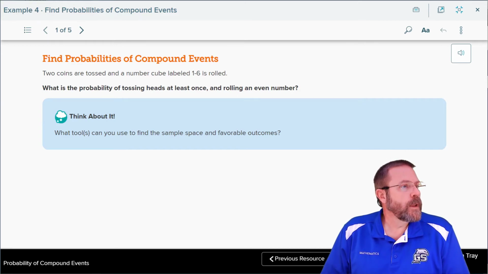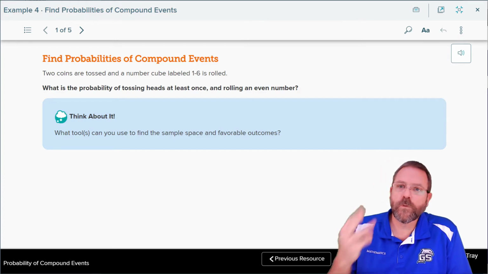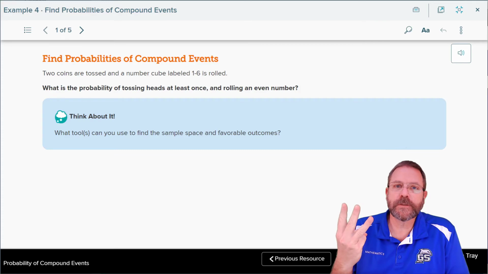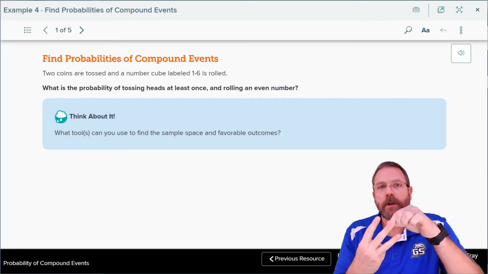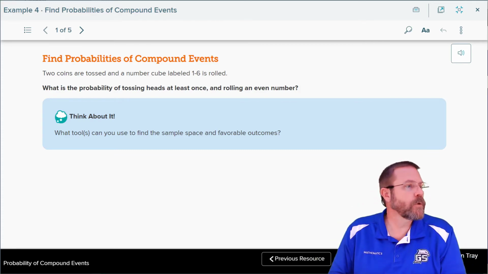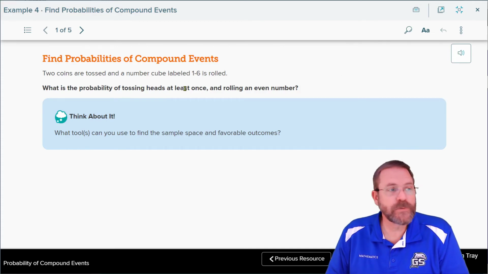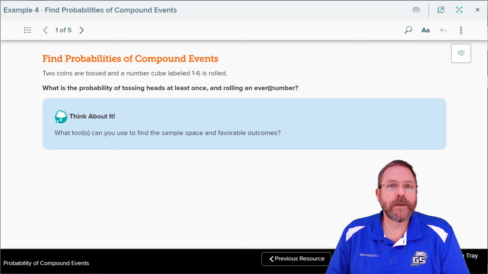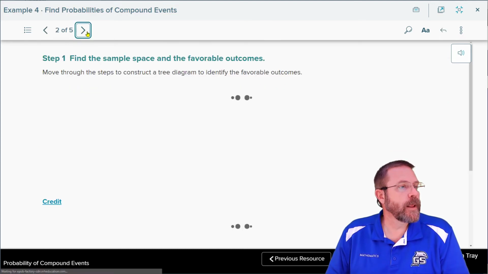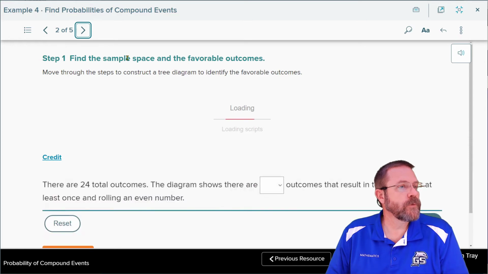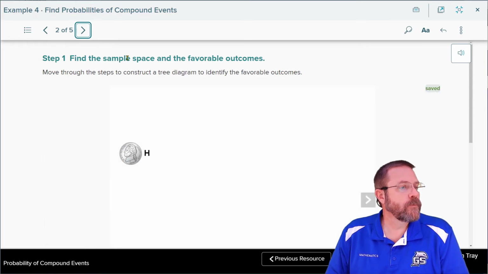For this one, we have 2 coins being tossed and a number cube labeled 1 through 6 being rolled. So we're looking at 3 different events taking place: coin 1, coin 2, and the number cube. What's the probability of tossing heads at least once and rolling an even number? Let's find out. They're going to find their sample space and their favorable outcomes.